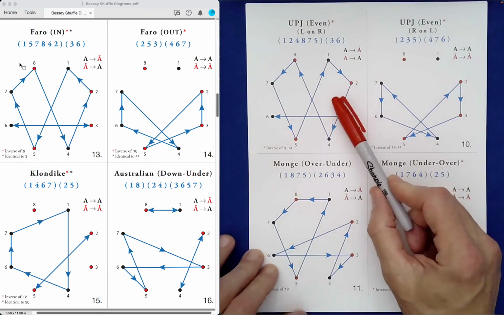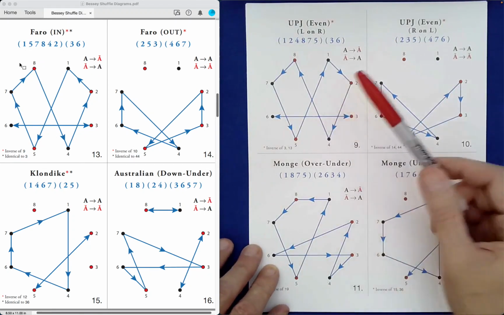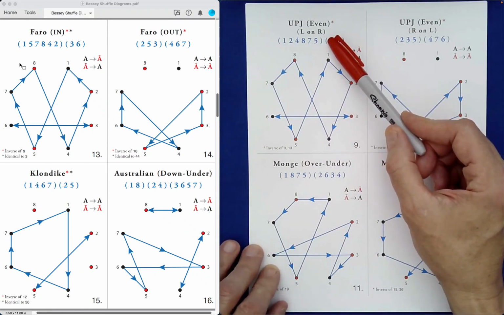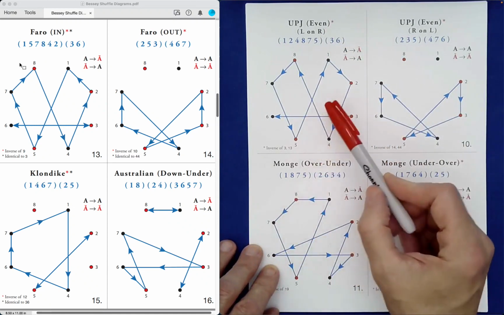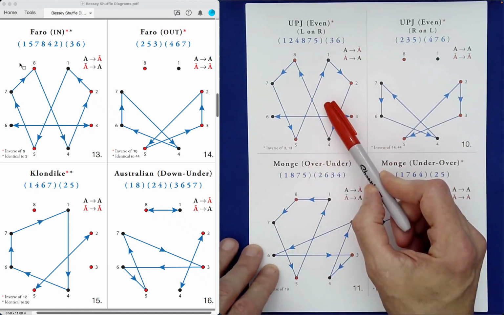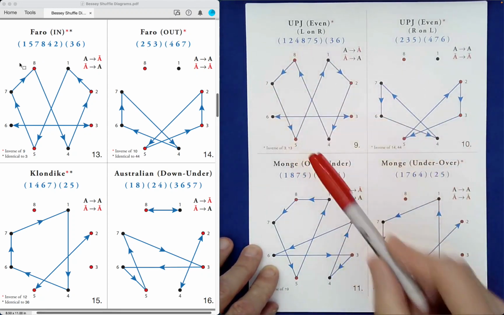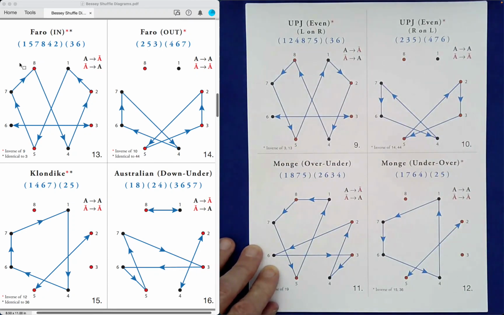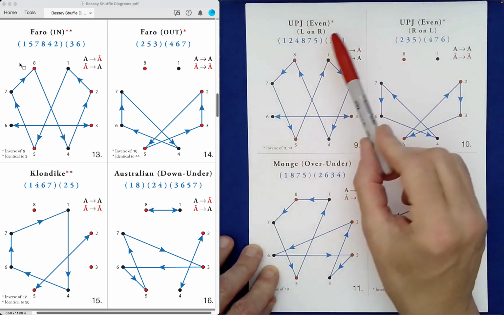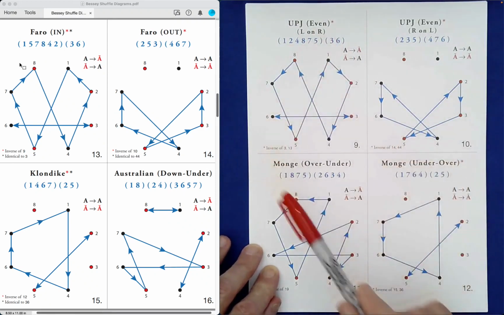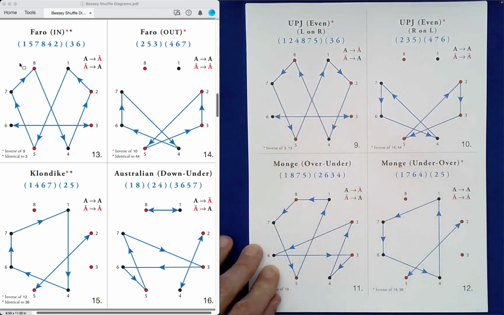So as we can readily interpret right from their graphs, the even up jog in which we stack the left pile on top of the right is actually the inverse to the FARO in shuffle. So it's the exact same diagram except for the fact that the arrows are reversed. So what this means then is if we perform the FARO in shuffle followed by an even up jog for which we stack the left pile on top of the right, it will reset the packet to its original order.